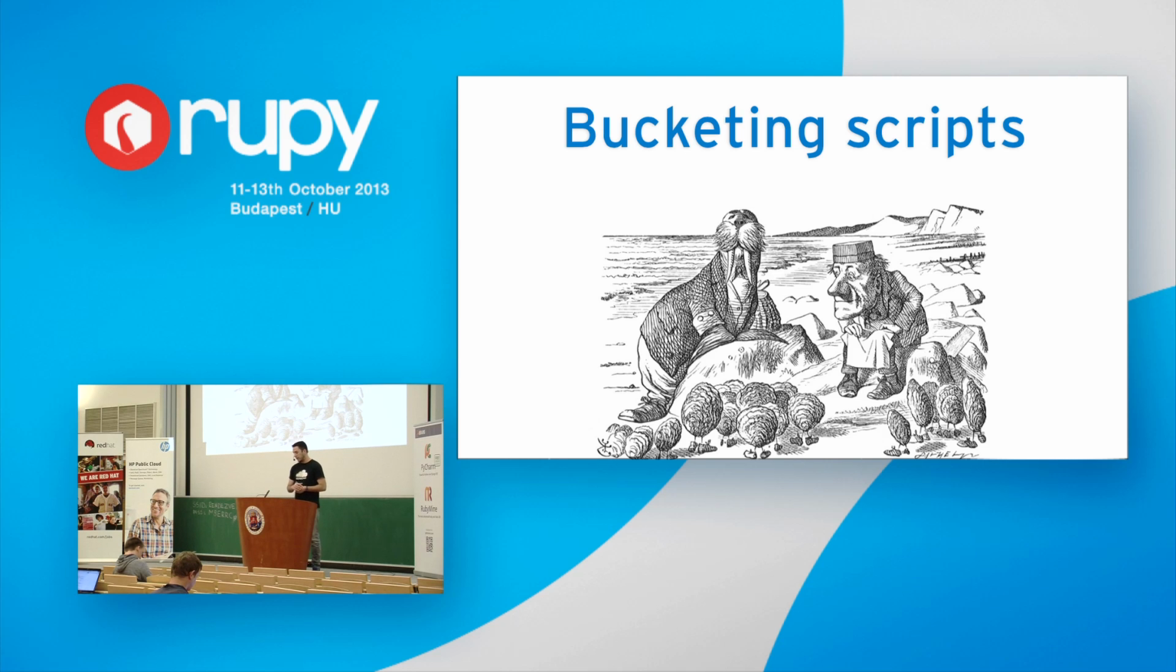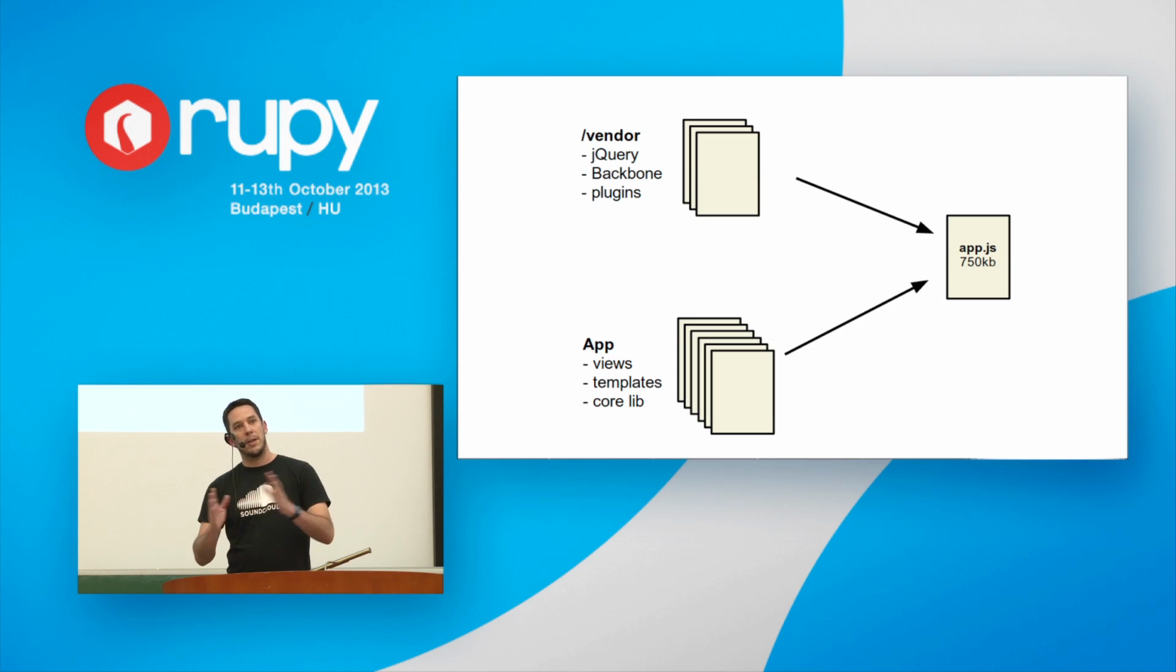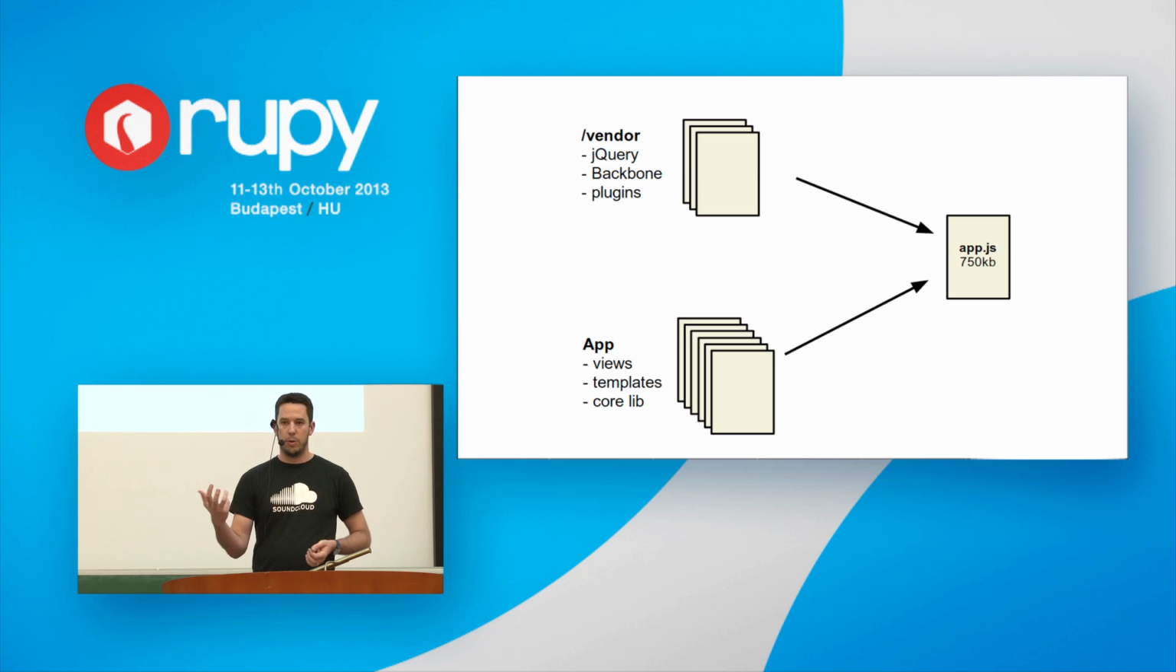So the second thing is bucketing scripts. After passing across your entire directory to find the files that you need for your build, whether you're using modular code or you're just pointing it at a whole directory, the common thing that is done now is that you take all of those files, combine them all together, minify, and you create a single JavaScript file.